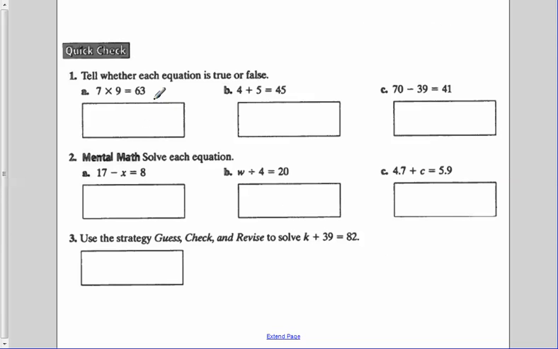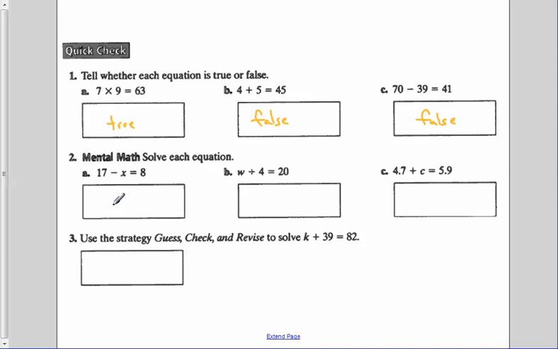All right, now your turn to try, and I'll check back here in a second. All right. Tell whether each equation is true or false. So 7 times 9 is 63. We know our facts, so that is true. And 4 plus 5 equals 45. No, that is false. 4 plus 5 is 9. You may make the careless mistake of saying, well, you sandwich those together and get 45. That is not true. 4 plus 5 is 9. 70 minus 39 is 41. So we can try to figure that, and that is false.